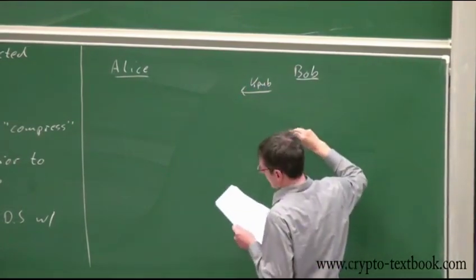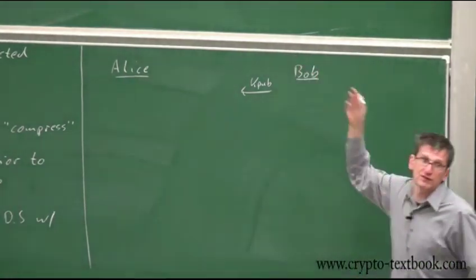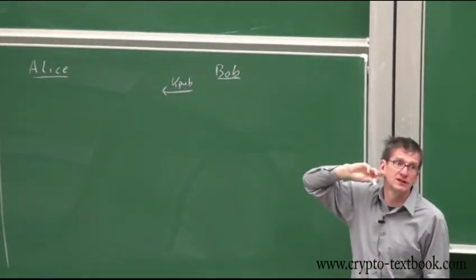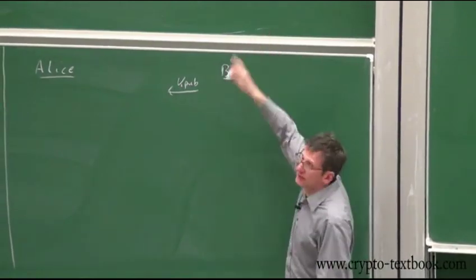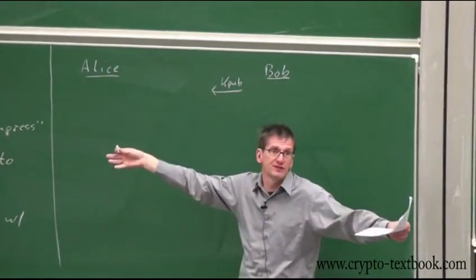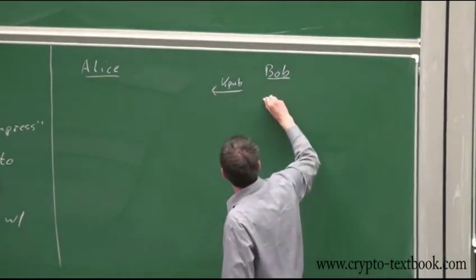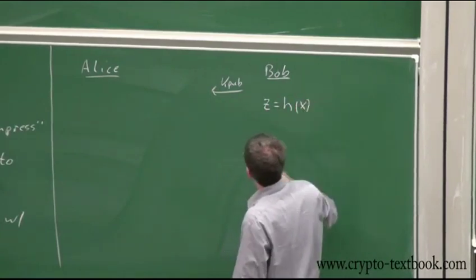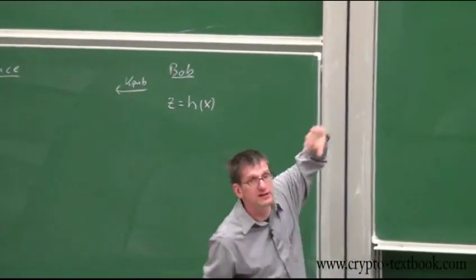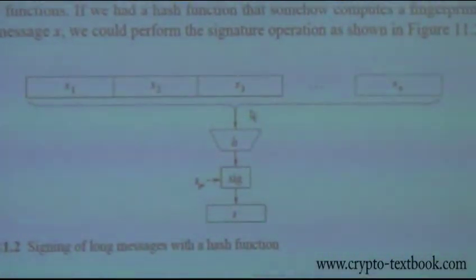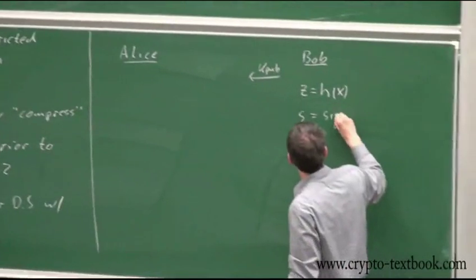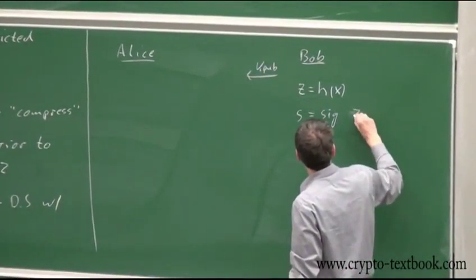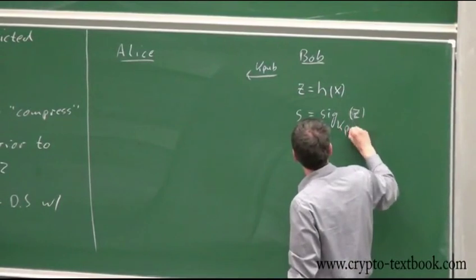Bob sends k_public over, and now instead of signing X directly, because again X is 256 megabytes, we compute something very nice and short, which we call Z, which is H of X, which is a picture there. You compress it, compress in quotation marks. So you get something nice and short out, and this nice and short hash output can then be signed using the private key.